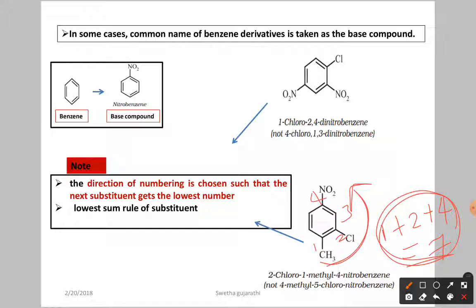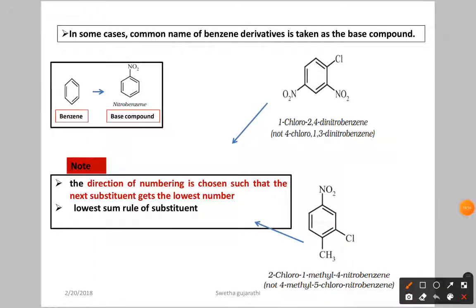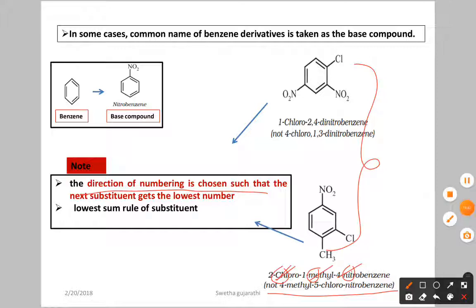Again here, while writing the nomenclature, you have to follow alphabetical order. So 2-chloro, because C comes first in alphabetical order, then methyl, then nitro. So it is 2-chloro-1-methyl-4-nitrobenzene, not 4-methyl-5-chloro nitrobenzene. Simple. What we did here: the direction of numbering is chosen such that the next substituent gets the lowest number, and after that the lowest sum rule of substituents. Simply give the direction so that each substituent has the lower number and the sum of the substituents is less.